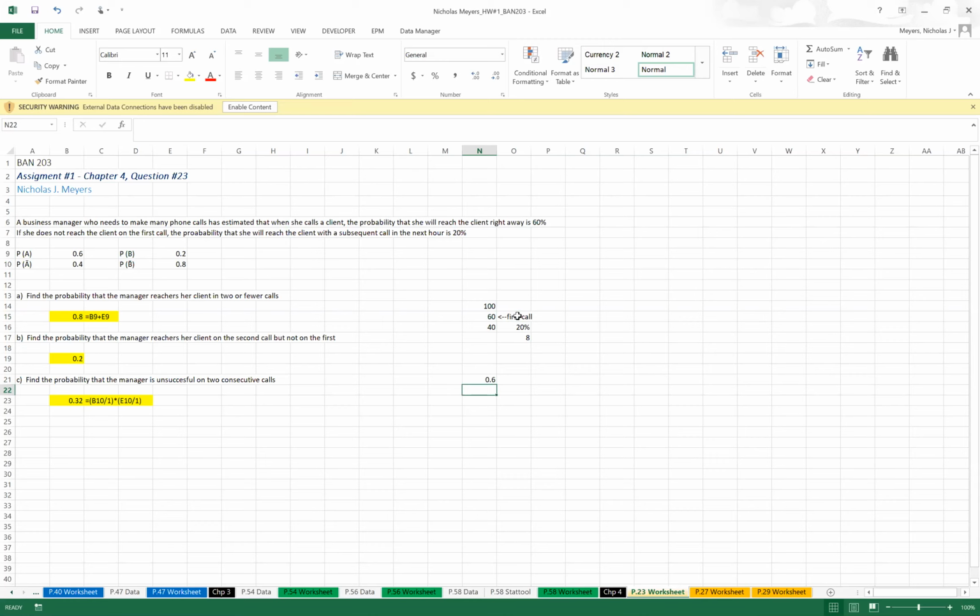So what is the probability that she doesn't reach someone on the first call? How many did she reach on the first call? 60. So what's the probability that she doesn't reach them on the first call? 40%. So that was equivalent to 1 minus the probability of how much she reached on the first call, correct? Okay.